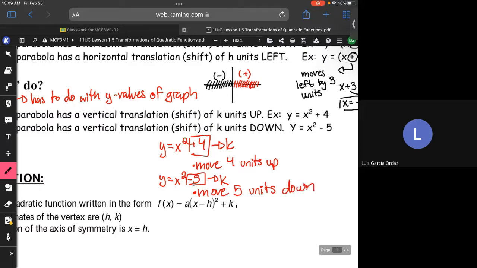So then what would be your h? We don't have an h here because there's nothing with an x in a bracket. If it's in a bracket, then that would be the h, but whatever you add is that.